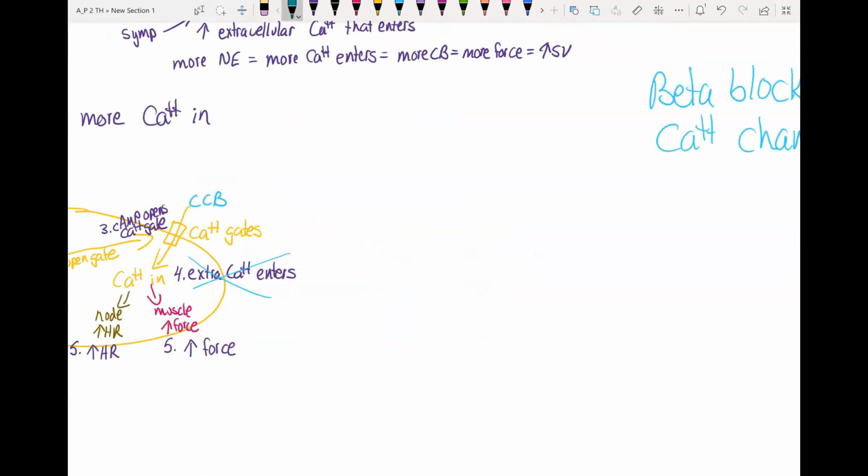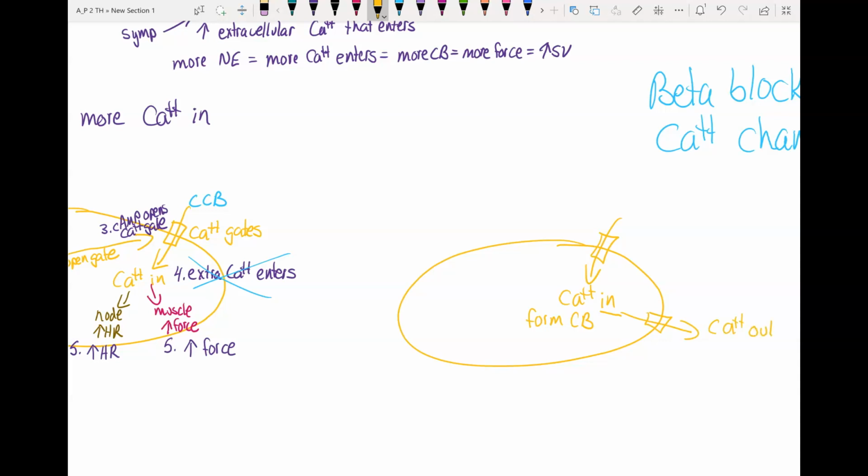Just go ahead and make a fresh picture here. You have calcium comes in, and you get some cross bridges. Then after the heart beats, it goes back out. And then it just comes back in the next heartbeat. So it's constantly cycling back and forth, in and out.